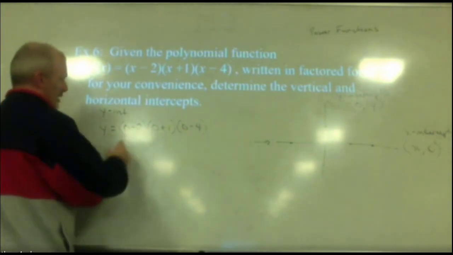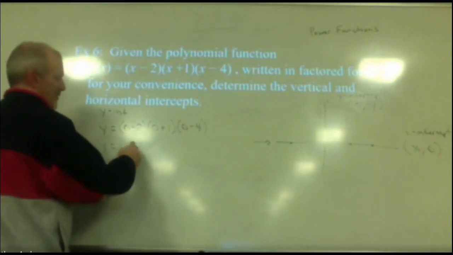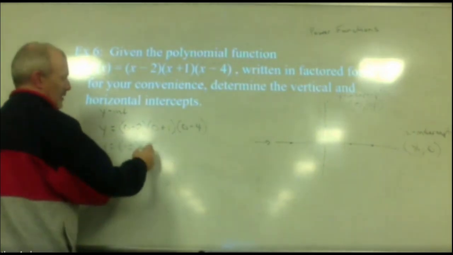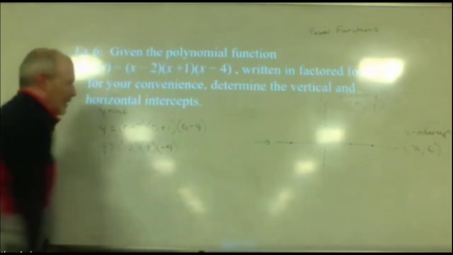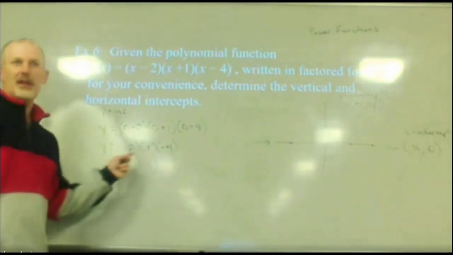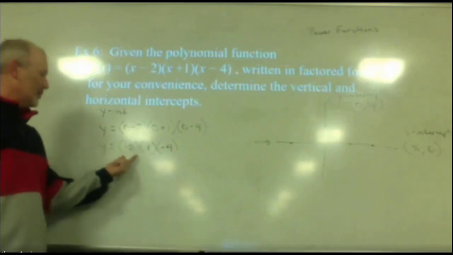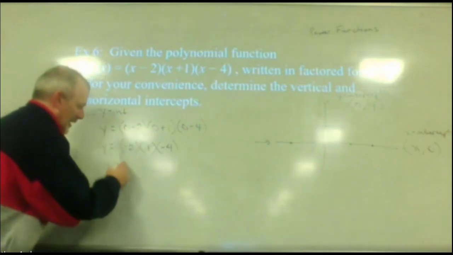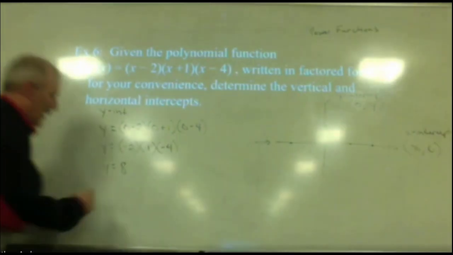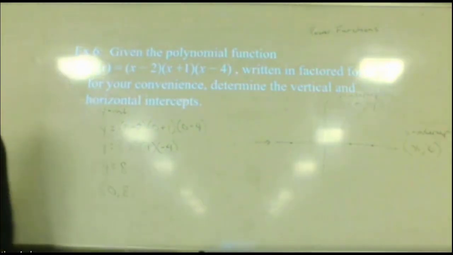What is 0 minus 2? Negative 2. What is 0 plus 1? And what is 0 minus 4? Okay. And then what does this mean since there are no symbols in between here? Multiply. So negative 2 times 1 times negative 4 is 8. So our y-intercept is 0 comma 8.